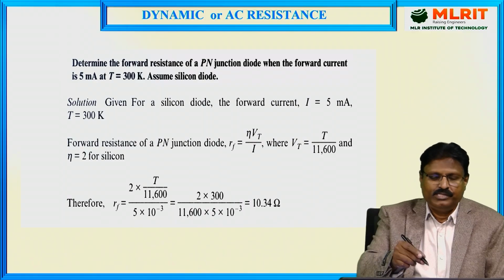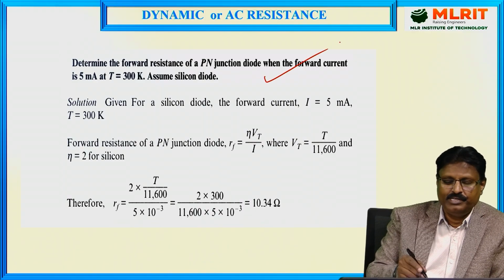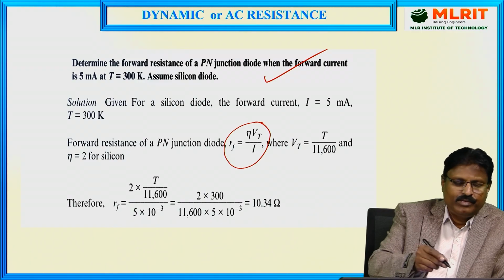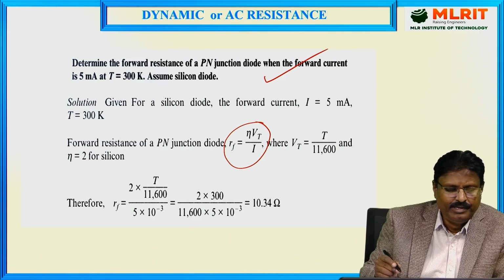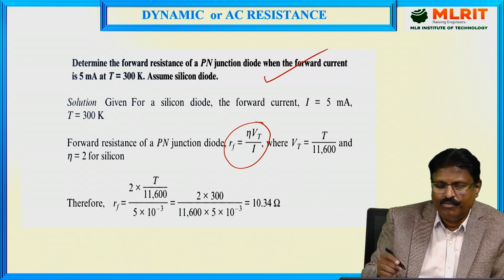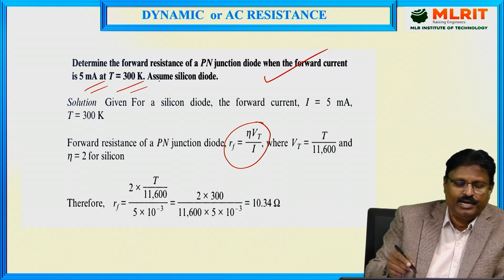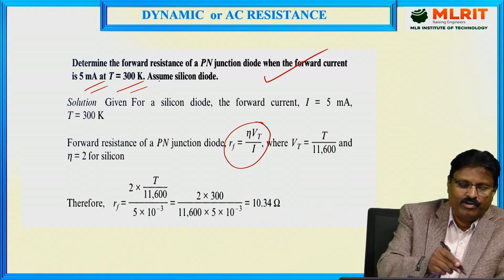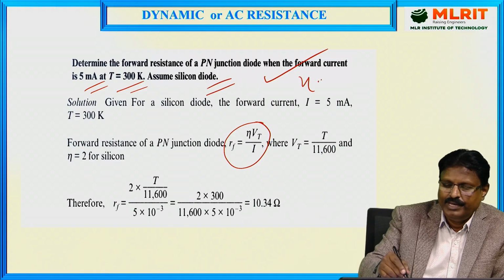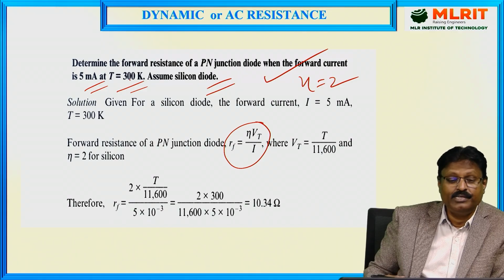Based on this equation, we are going to solve the problem. This is the problem based on the AC resistance formula: Rf is equal to eta Vt by I. The problem is: determine the forward resistance of a PN junction diode when the forward current is 5 milliamperes at T is equal to 300 degree Kelvin, that means at room temperature. Assume a silicon diode, which means the eta value will be equal to 2.